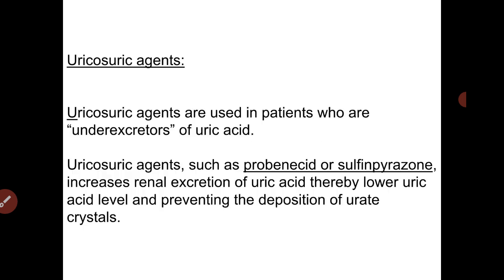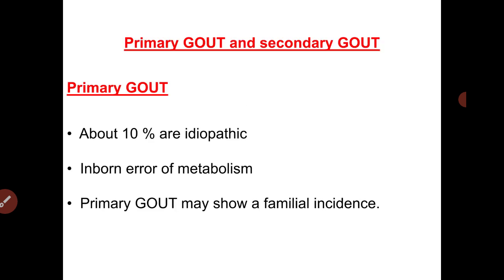The other drugs which are used in the treatment of gout are uricosuric agents such as probenecid and sulfinpyrazone. They will increase the urinary excretion of uric acid, thereby lowering the blood uric acid levels and precipitating the symptoms of gout. Thereby they prevent the gouty attacks.